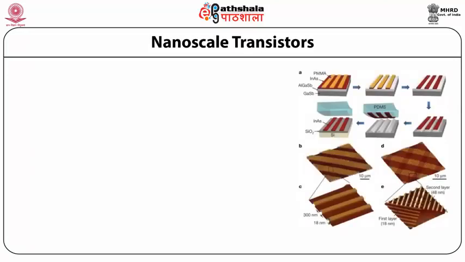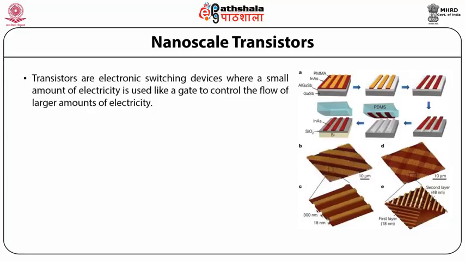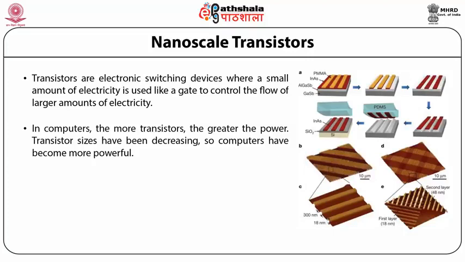The next nanoproduct is the nanoscale transistor. Transistors are electronic switching devices where a small amount of electricity is used like a gate to control the flow of larger amounts of electricity. In a computer, the more transistors, the greater the power. The transistor size has been decreasing, so computers have become more powerful.